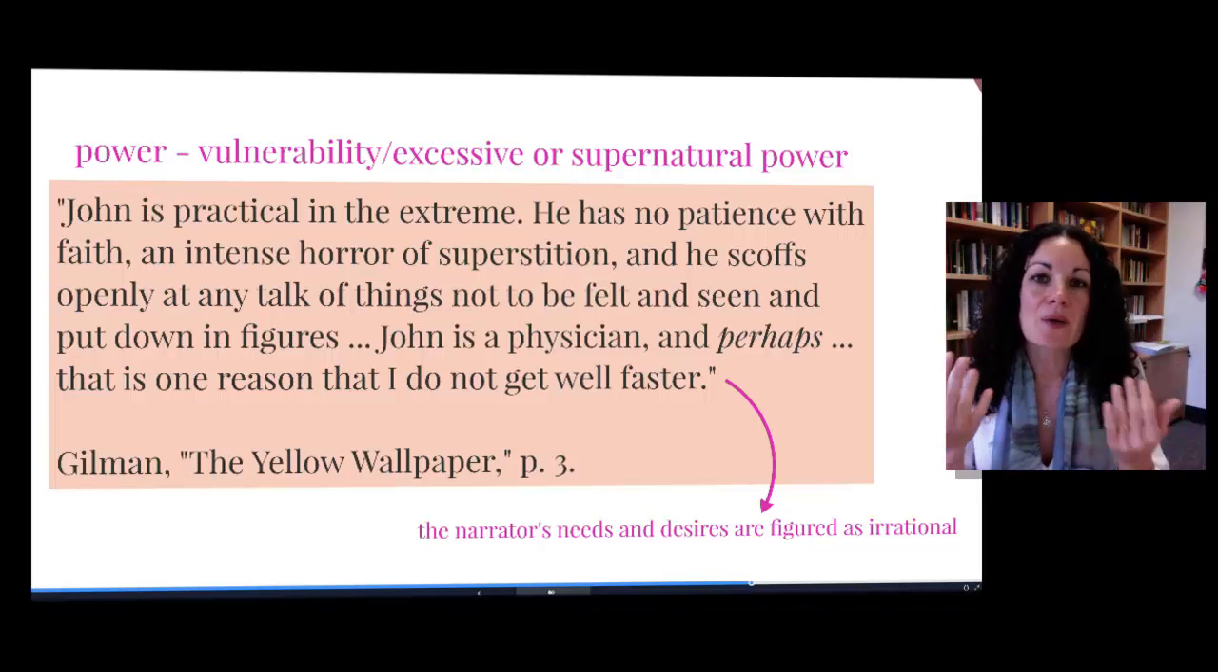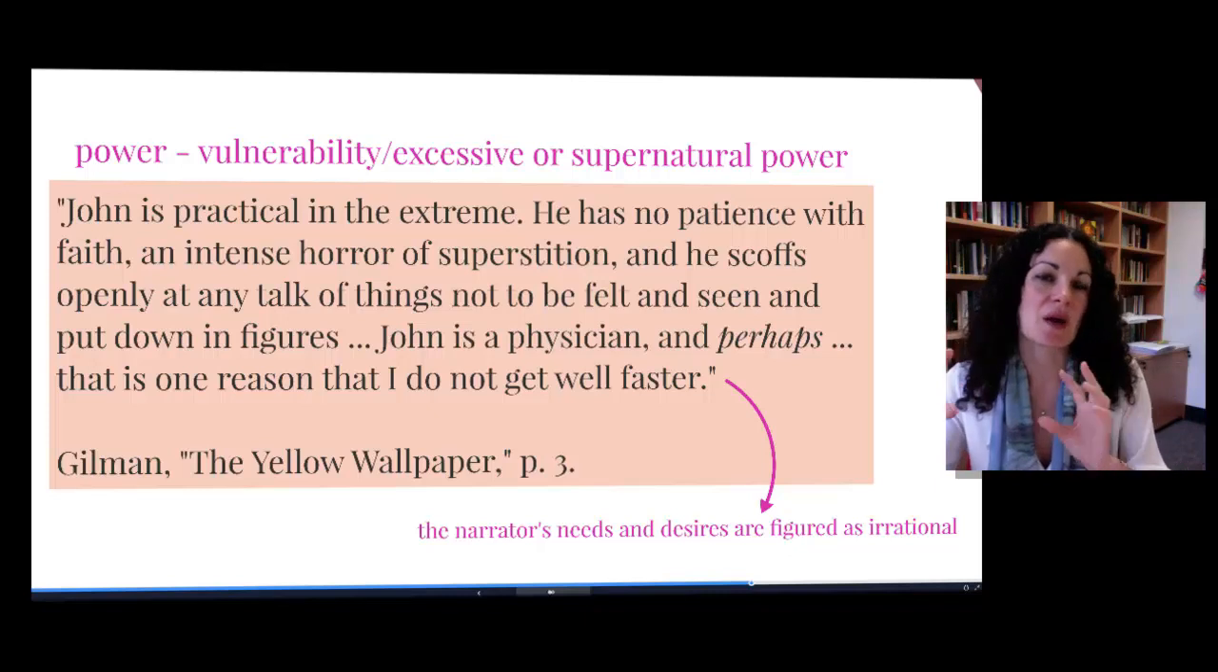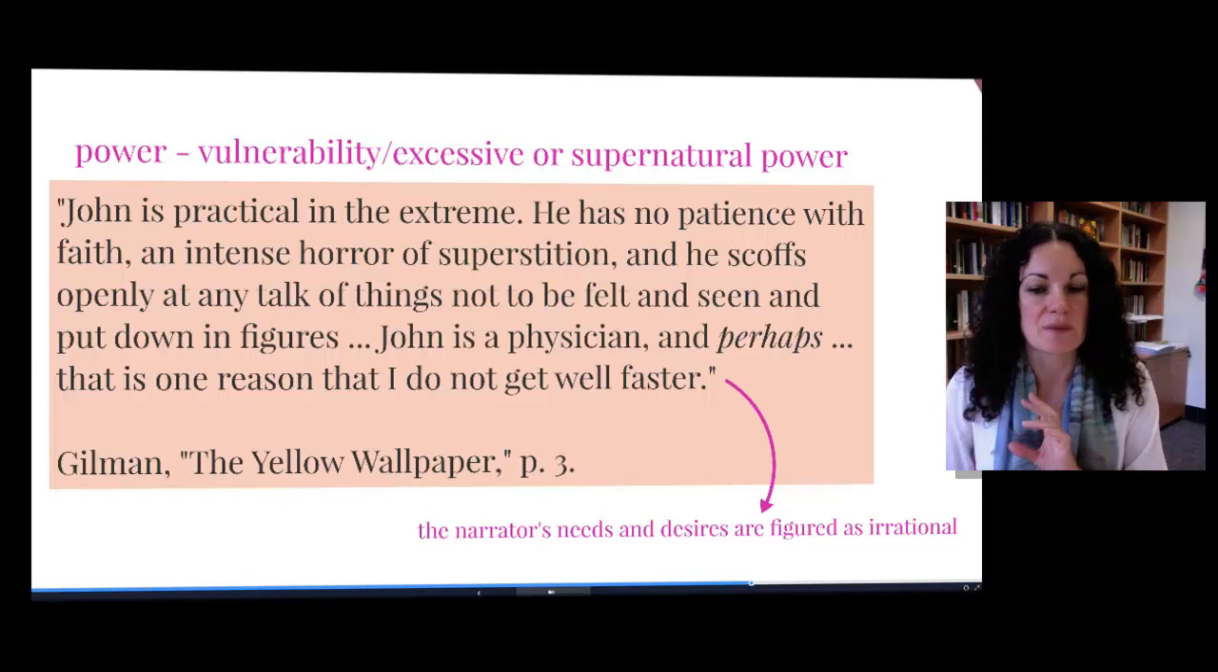So that power structure is also being set up in different ways, the vulnerable woman, the powerful man, but also thinking about power structures between science and the imagination, rationality and irrationality. So the story's playing with that all of the time.